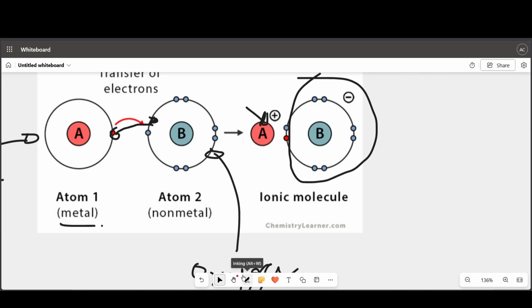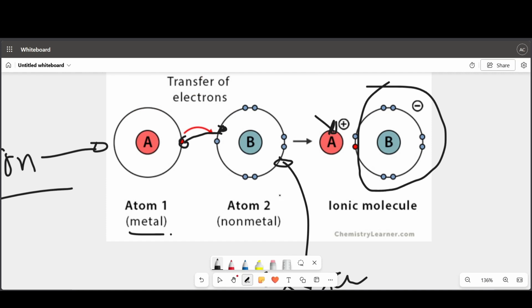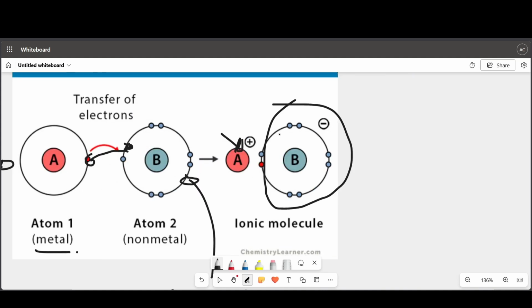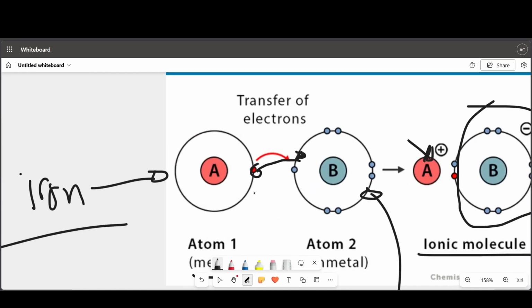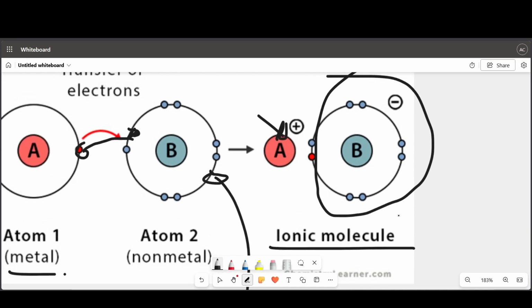Okay, this will be our ionic molecule. This is when an ionic molecule is born through the transfer of electrons between two atoms, between a metal and a non-metal atom. So we can see right there that is an ionic bond. And hopefully, I made this a little bit clearer.